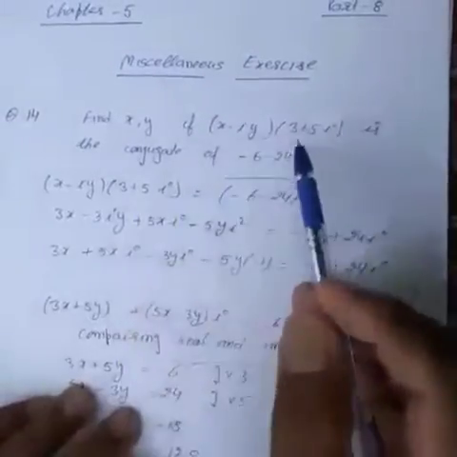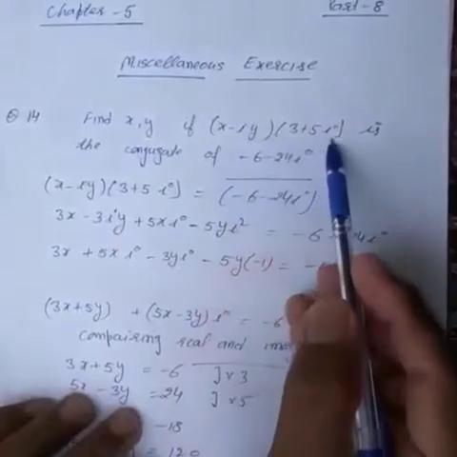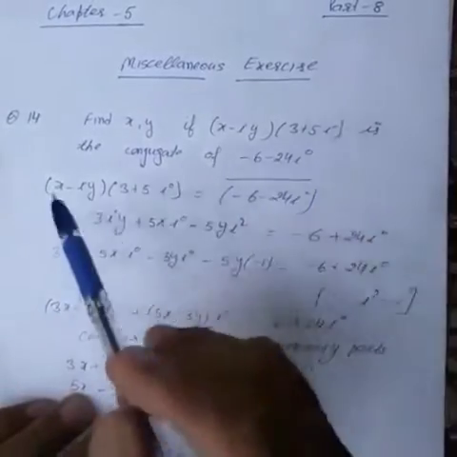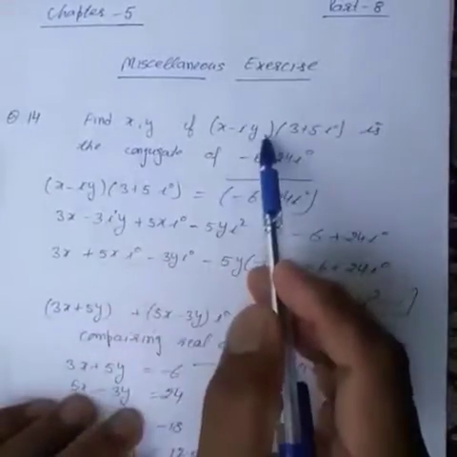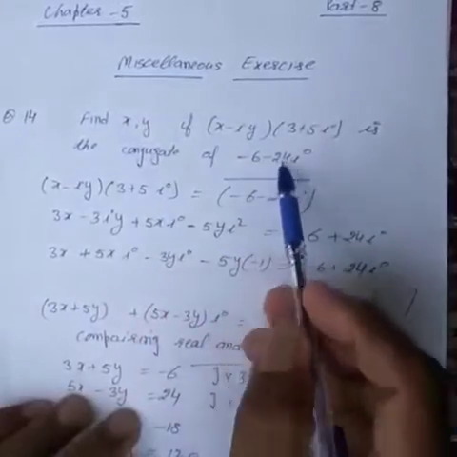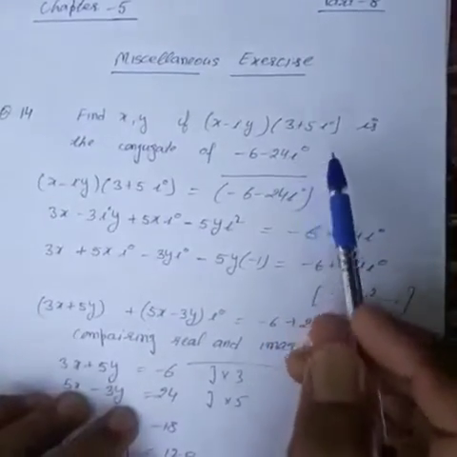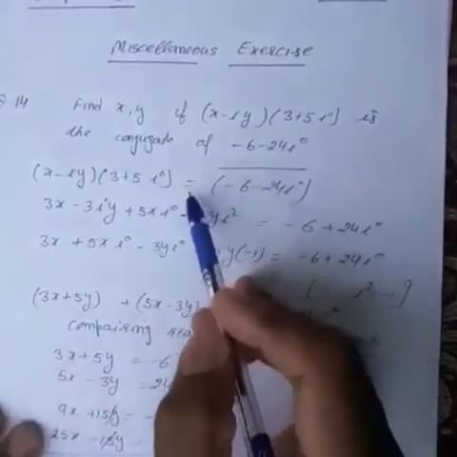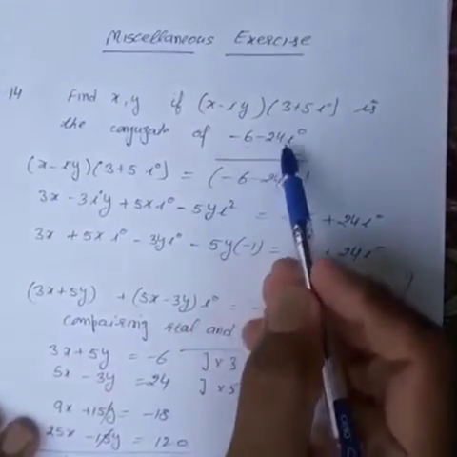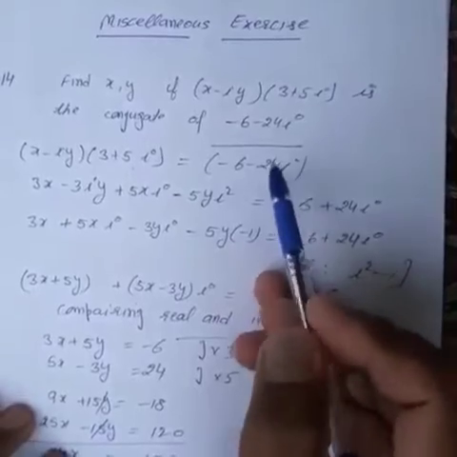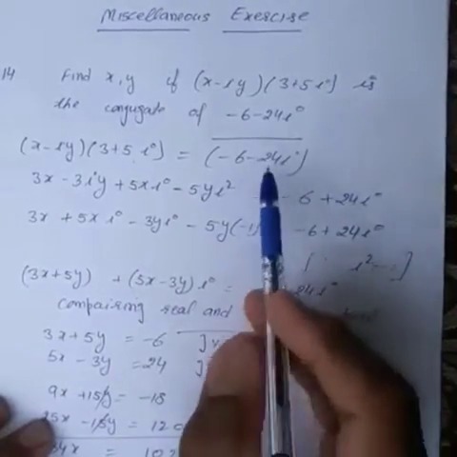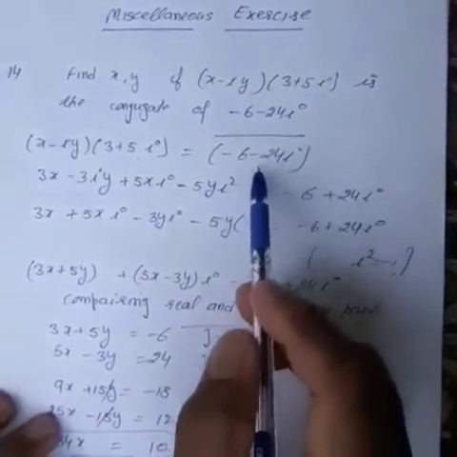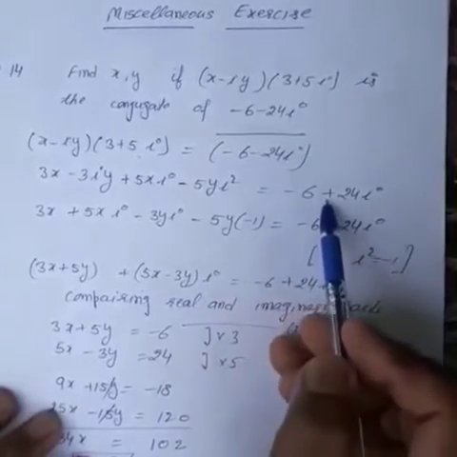So in the solution we will first write this complex number in the standard form, then we will write the conjugate of this and we will put both sides equal. So it means this number you can write on the left hand side is equal to the conjugate of minus 6 minus 24 iota, and we can write its conjugate. We know the conjugate can be written by changing the sign of the imaginary part.